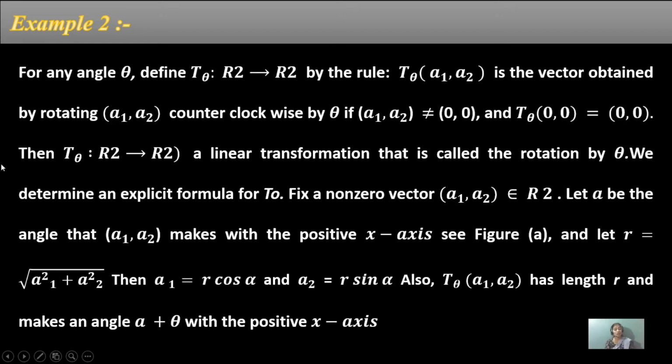And what is meant by a1? a1 is r cos alpha and a2 is r sin alpha. So a1 equals r cos alpha and a2 equals r sin alpha. T theta of (a1, a2) has the same length, the radius r, and alpha is some positive angle with respect to the positive x-axis.